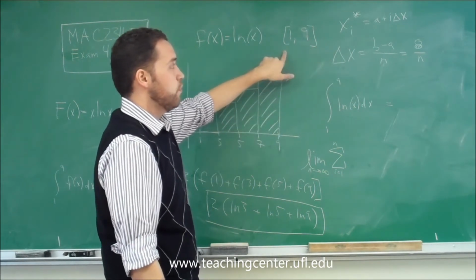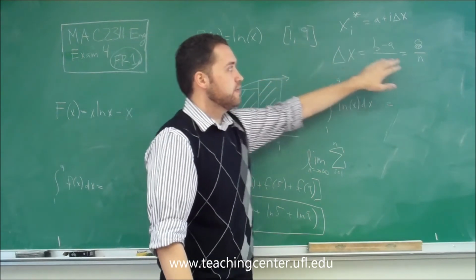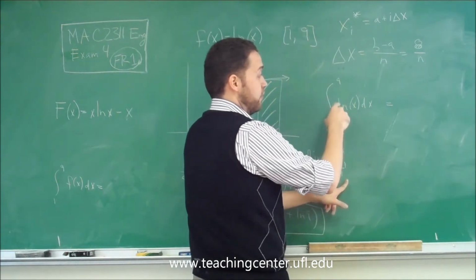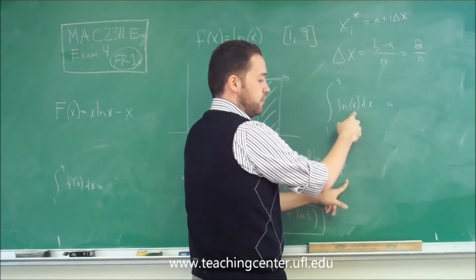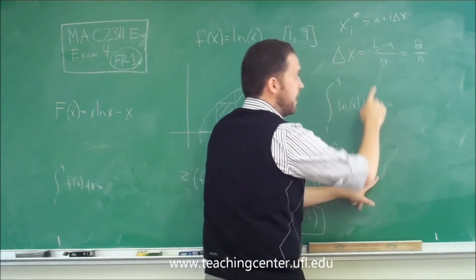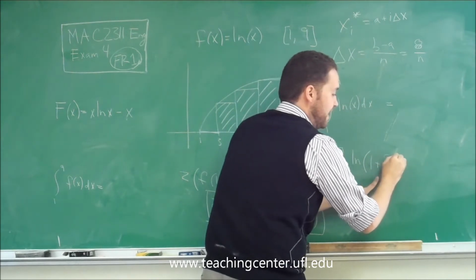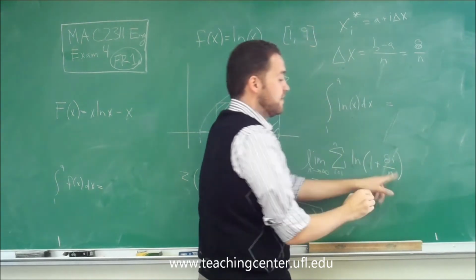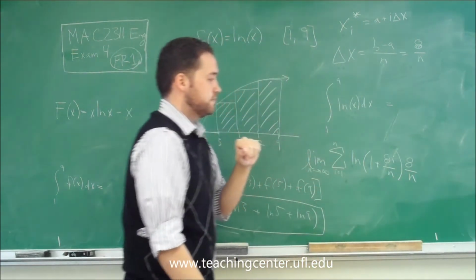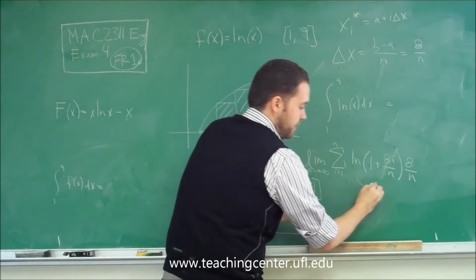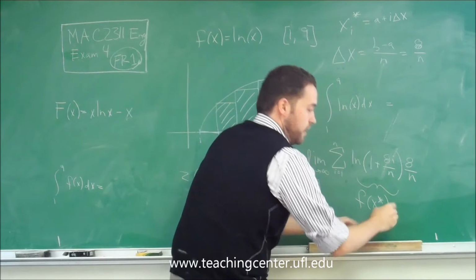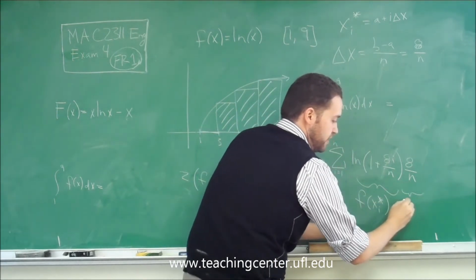Now in this case, a is equal to 1, and i is just i, and we know delta x is 8 over n. So what goes here is f of xi star, and f is ln of x. So you'd want to say ln of, and xi star is 1 plus i times the delta x, so 8i over n, and then times the delta x. So it's just going to be 8 over n. Because this part right here is our f of xi star, and this part right here is just our delta x.